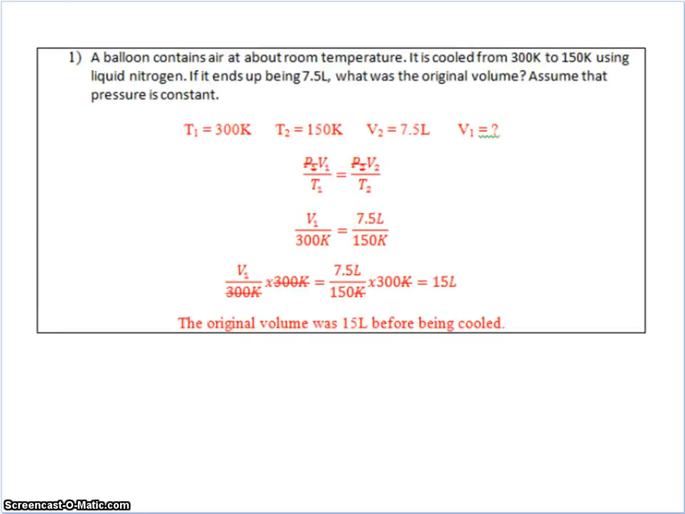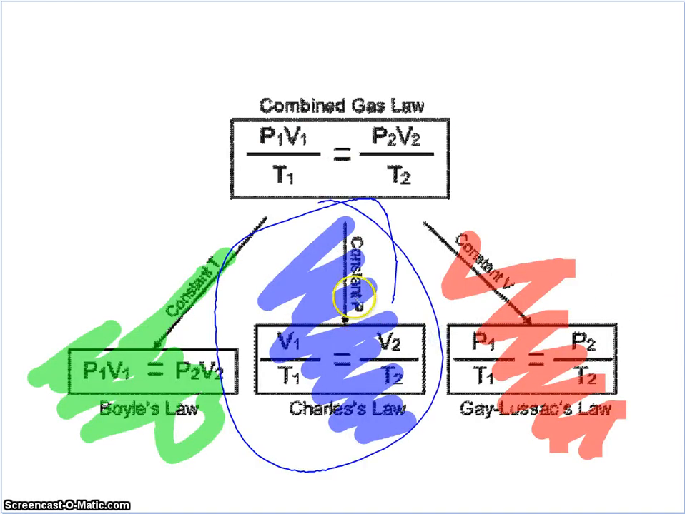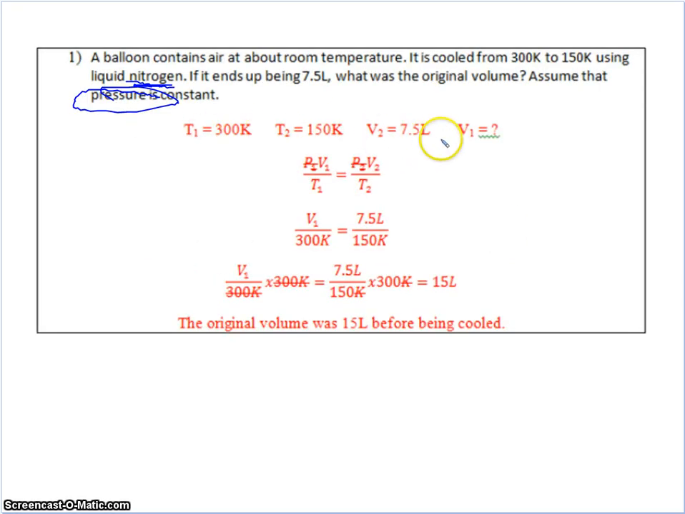Ooh, math. Okay, so let's see what's going on here. A balloon contains air at about room temperature. It's cooled from 300K to 150K using liquid nitrogen. Oh man, if you know anyone who has liquid nitrogen, let me know. If it ends up being 7.5 liters, what was the original volume, assuming that pressure's constant? Okay, pressure's constant. So if we go back, that would be Charles' law, constant pressure. So we're going to use this one. It looks like they identified all their variables. We're looking for V1.